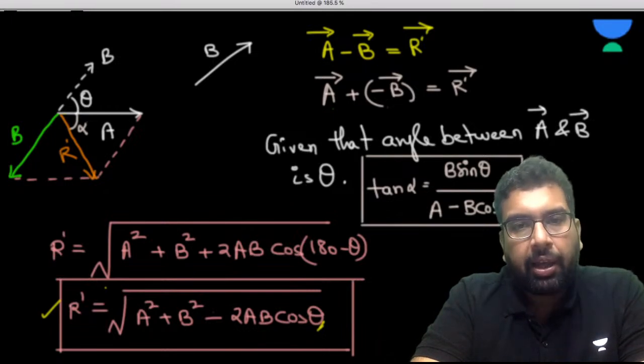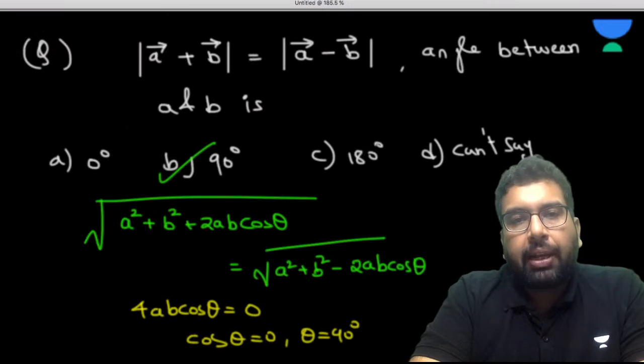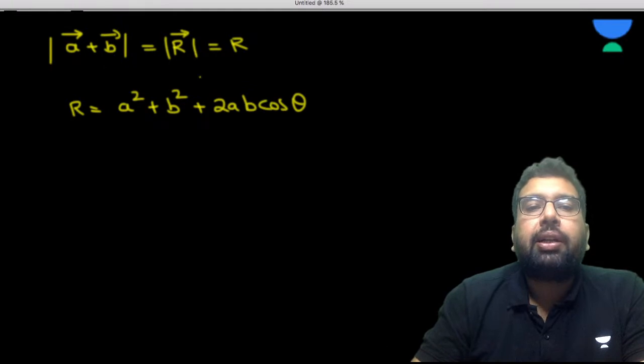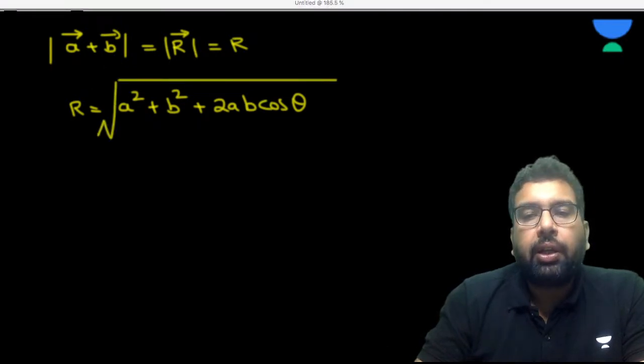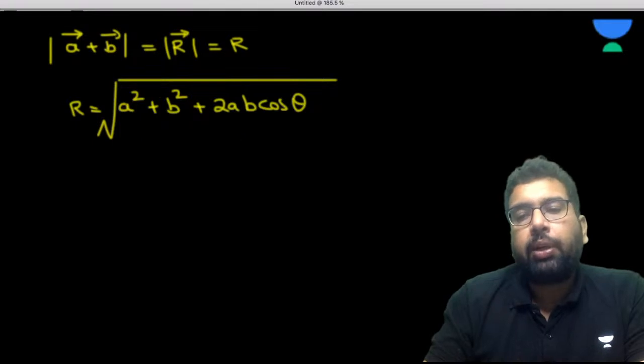Now let me explain. When we have a vector plus b vector, the resultant is going to be given by this formula from the law of parallelogram of forces. Anurag, see, a vector, b vector, the resultant comes from this formula. Are you getting my point?